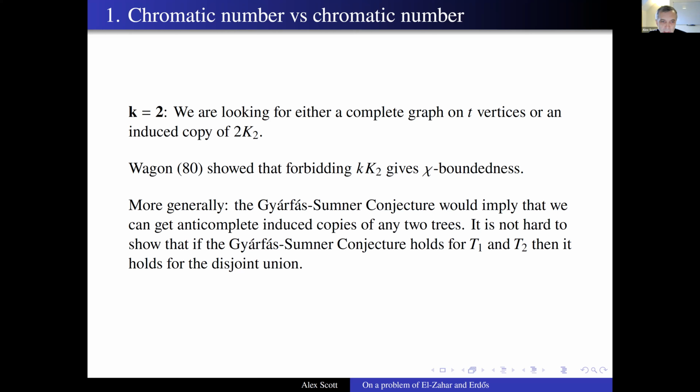And it's not hard to show in the case of the Gyárfás-Sumner conjecture, which is of course very much open, but it does, if it holds for T1 and T2, then it holds for the disjoint union of T1 and T2. Okay, but the special case of copies of K2 is much easier. I should say there are also nice bounds on the actual function you need here. So again, showing that chi-boundedness is true isn't so hard, but getting nice bounds is much harder.